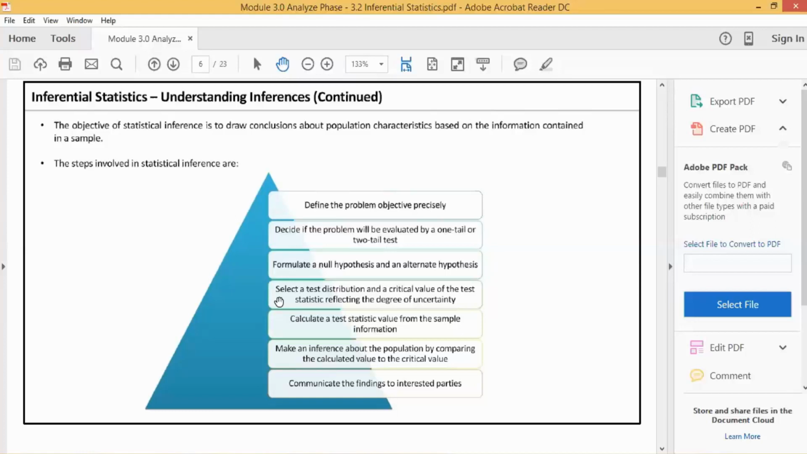Select a test distribution and critical value of the test. Calculate a test statistic value from the sample information. Make an inference about the population by comparing the calculated value to the critical value. Communicate the finding to the management. I'll discuss with you what is a hypothesis test. Hypothesis tests are used in the analyze phase. They are used to draw an inference about the population.